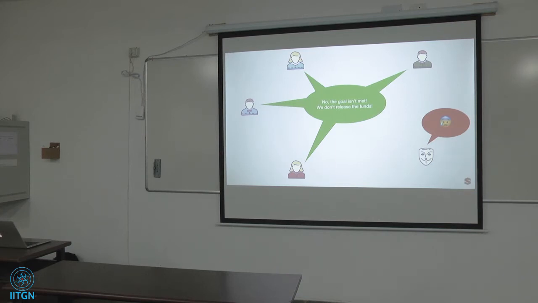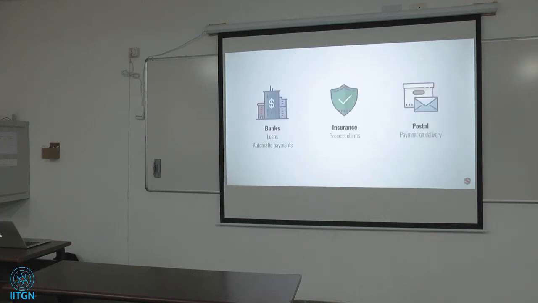Smart contracts can be applied to many different things, not just in crowdfunding. Banks, for example, could use it to issue loans or to offer automatic payments. Insurance companies could use it to process certain claims, and postal companies could use it for payment on delivery, and so on and so on.